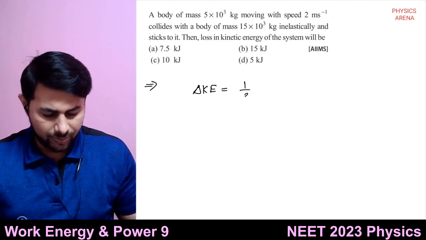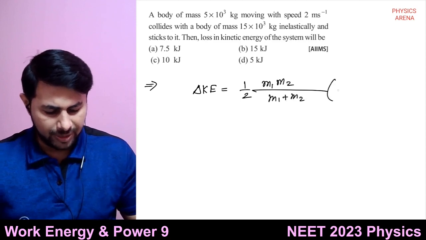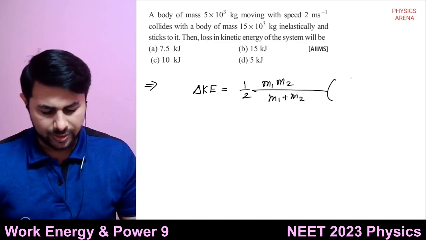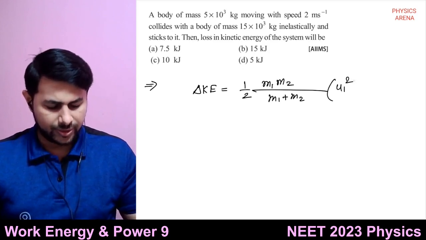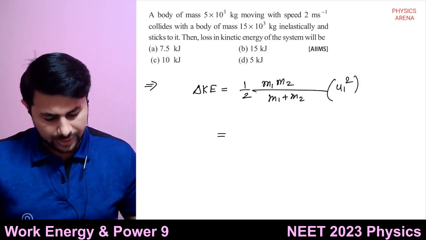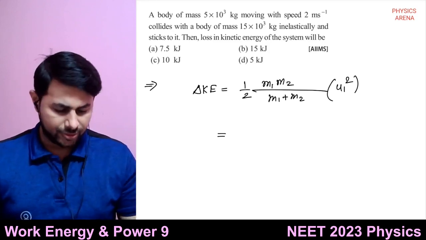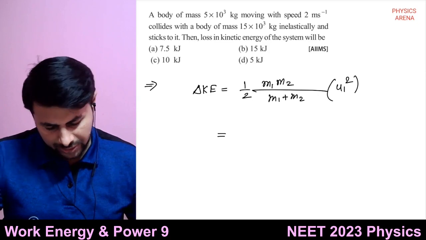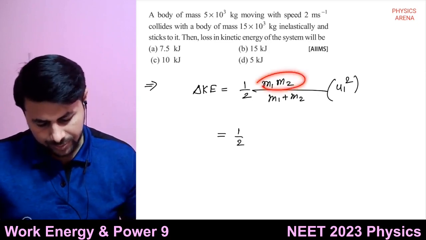It is half of m1 m2 divided by m1 plus m2 multiplied by (u1 minus u2) square. So the second body is at rest, so u2 is 0, that means it is u1 square only. So half of m1 m2.